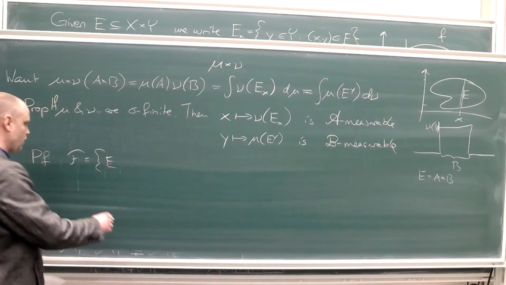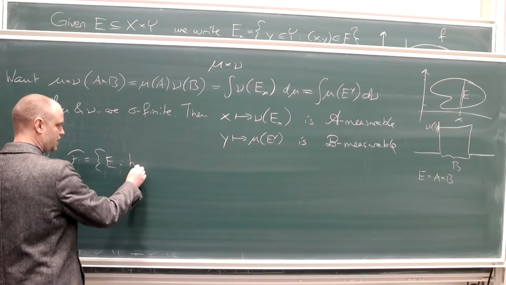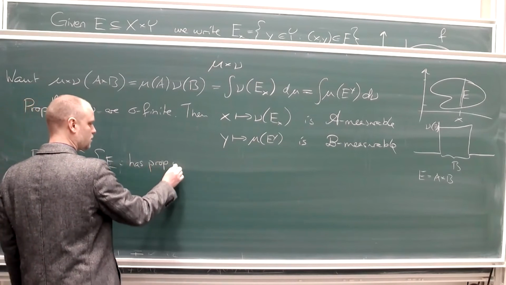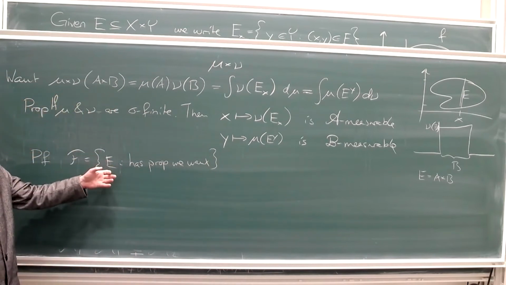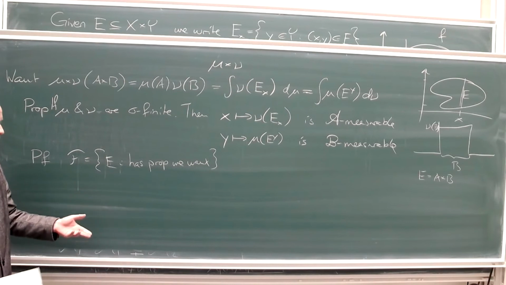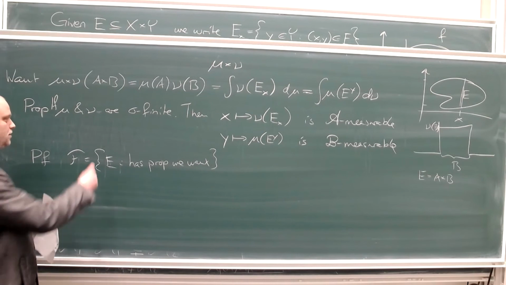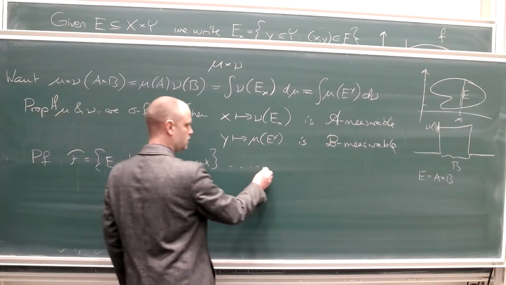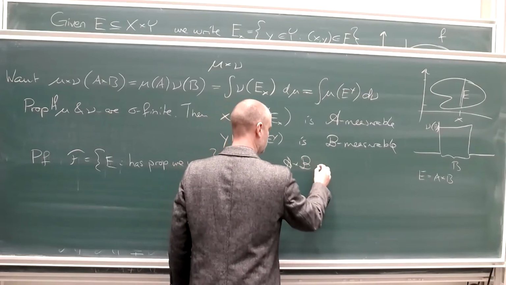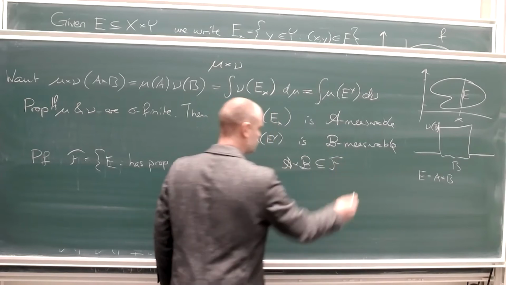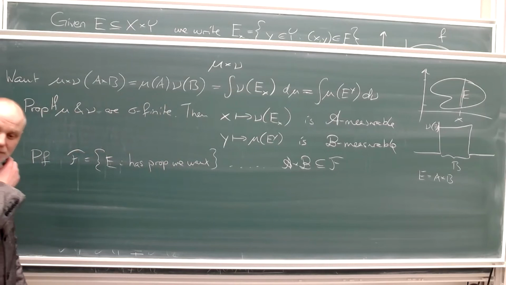God damn it. All right, so let F be the set of all E such that E has the property we want. Okay, and now we're going to prove that this is a sigma algebra. We already proved that it has the product sets. So it's a sigma algebra containing the product sets, hence A times B is a subset, and hence every set in A times B has the property we want.